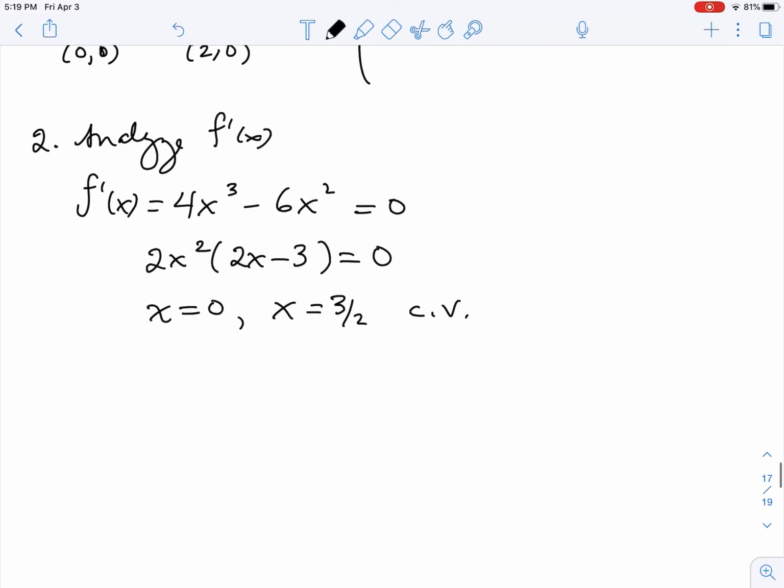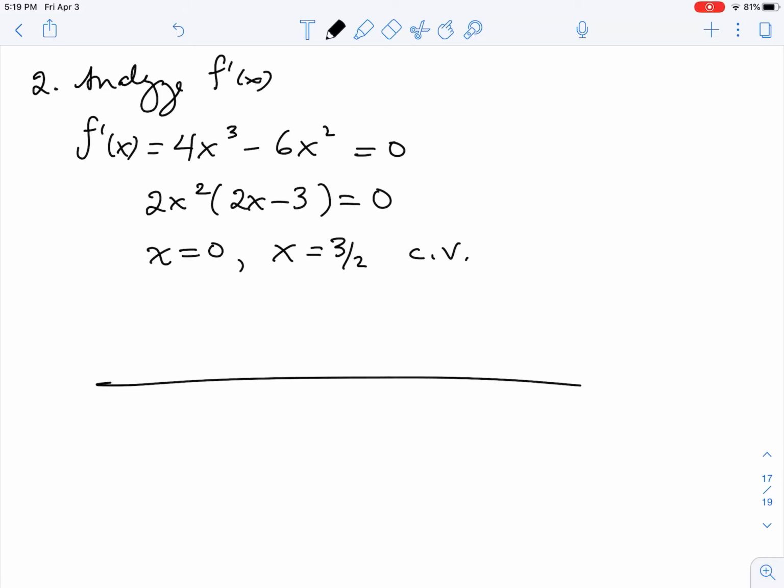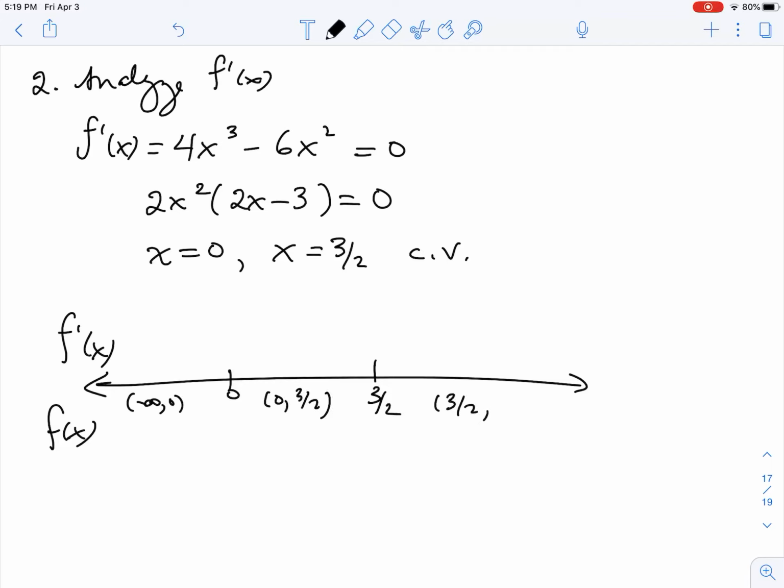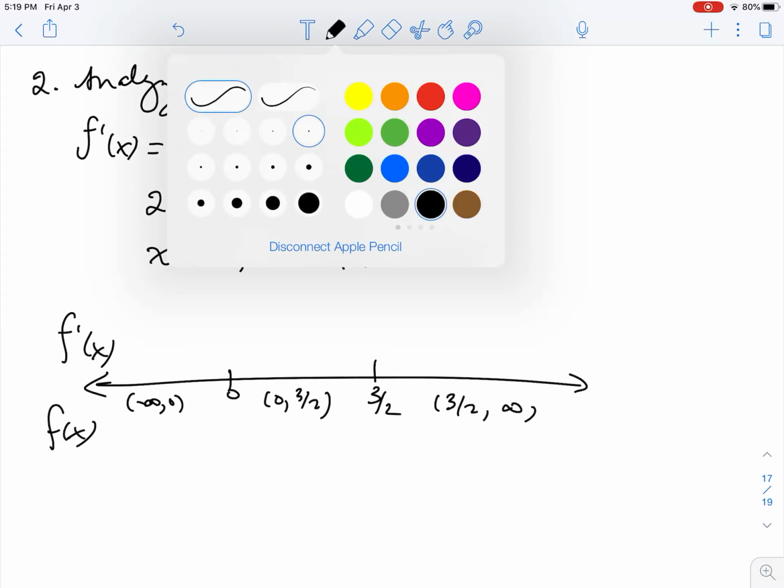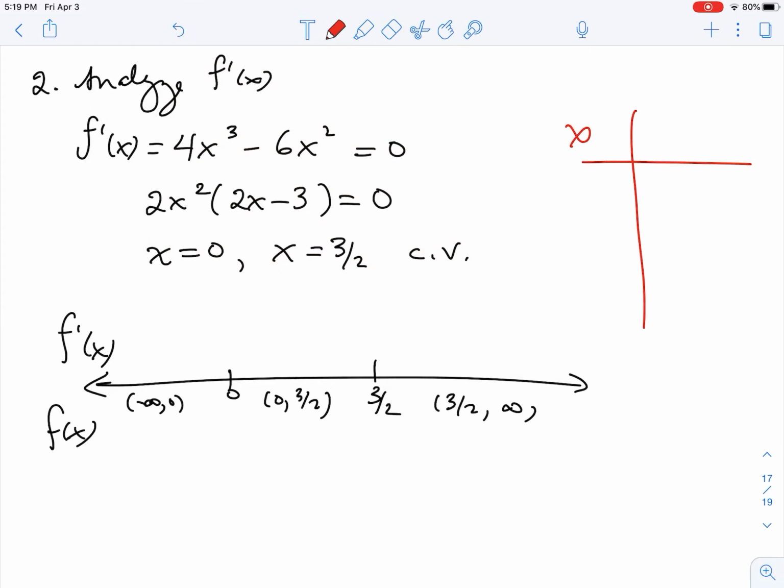are our critical values. The first derivative test says I'm going to put these on my number line. So we want to see what's happening on these intervals. So I find test values on these intervals. Let's say -1, 1, and 2. I plug them into the first derivative. I get a negative, negative, and a positive. So I put negative, negative, positive.